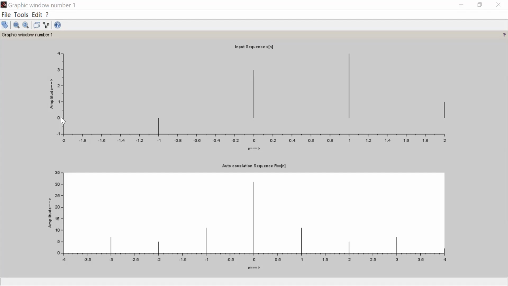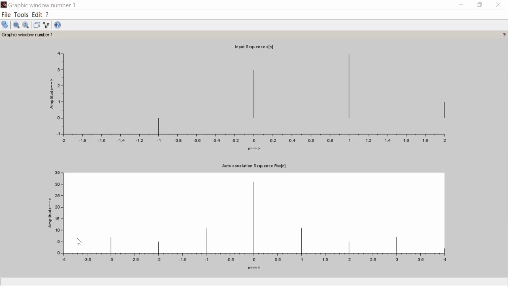What you have taken as input: it starts at -2 because the lowest index you gave is -2. At -2, the amplitude is 2. At -1, the amplitude is -1, as it is coming down from the 0th axis. At 0, the amplitude is 3, then 4, then 1. This is the input sequence. Then this is the output sequence, the autocorrelated sequence, that is Rxx.